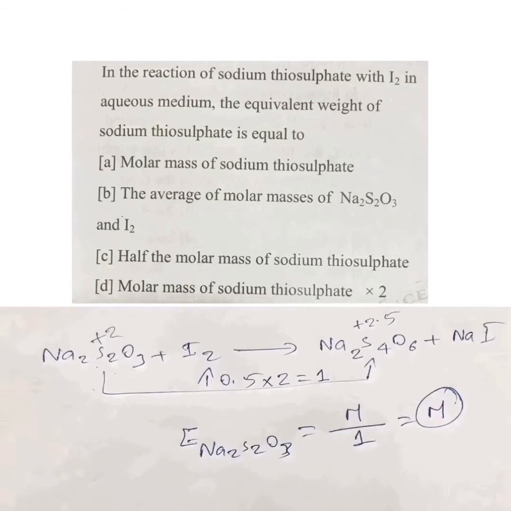So the change is 0.5. But there are 2 sulfur on the reactant side, so I multiplied by 2. So the total change is 1. Equivalent mass equals molar mass by 1. That is the molar mass. Option A.